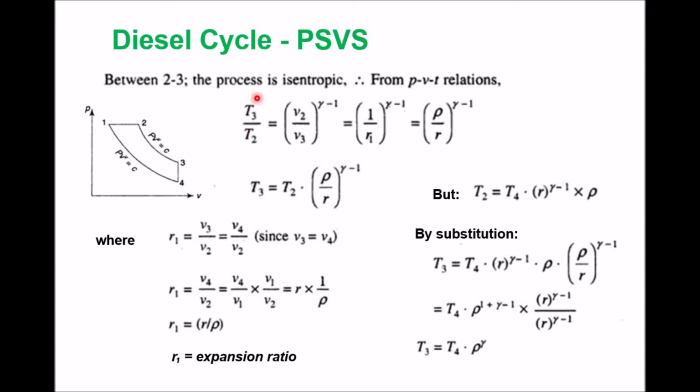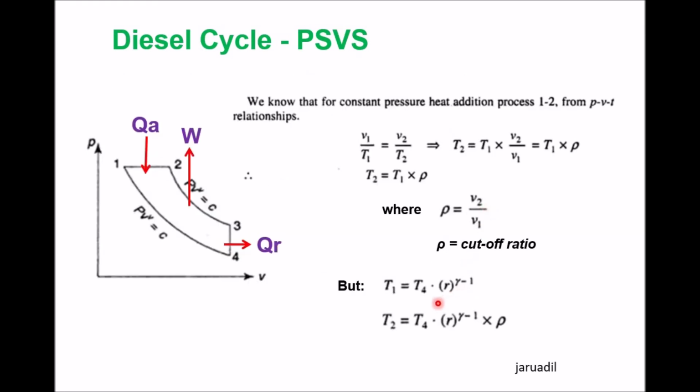So T3 now, if we simplify, is equal to T2 times this expression. You put the T2 here and we copy this expression here. But again, T2 is equal to T4 times r, the compression ratio, raised to gamma minus 1 times the cut-off ratio rho. Where do we get this one? This was from the previous slide, from process 1 to 2.